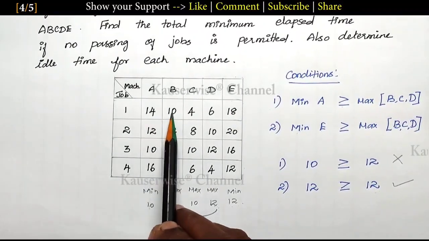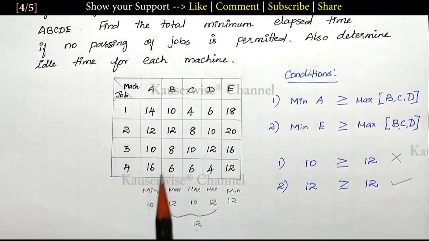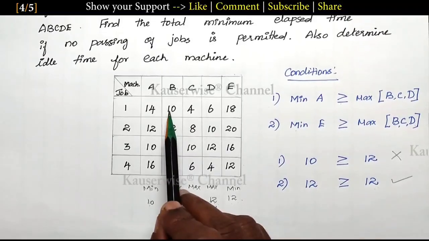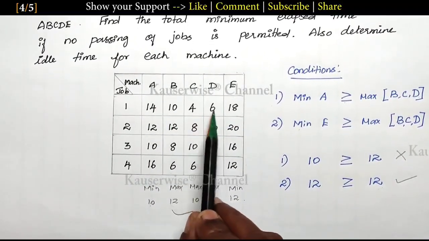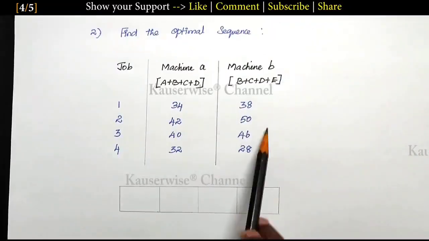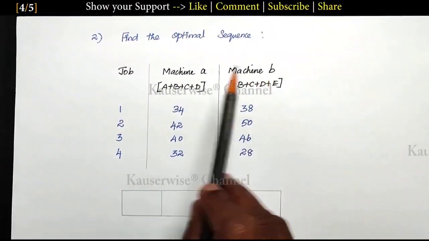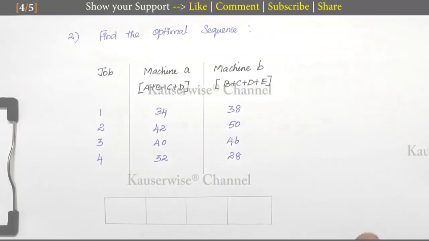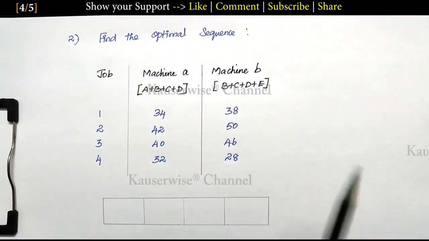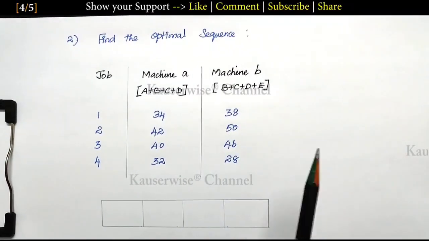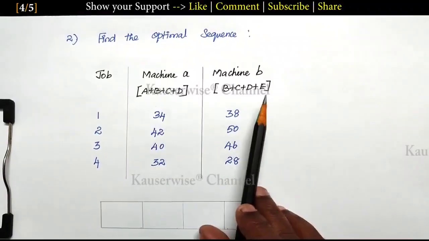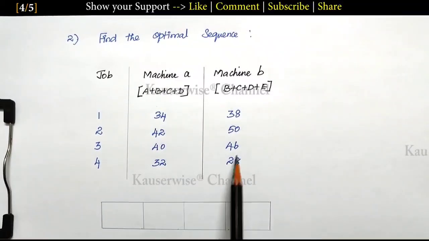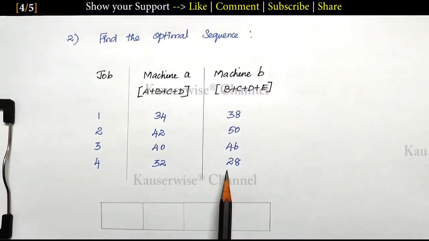That is A, B, C, D. Okay, for machine B duration, just add up all the machine duration except the first one. That is B, C, D, E. Okay, so this is the duration for fictitious machines, machine A and machine B. Now we can proceed the simple steps to find out the optimum sequence. For that, just find out the minimum duration among machine A and machine B. Okay, see which is the minimum value or minimum duration?